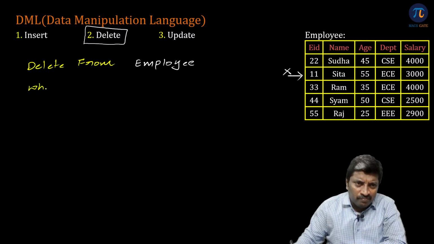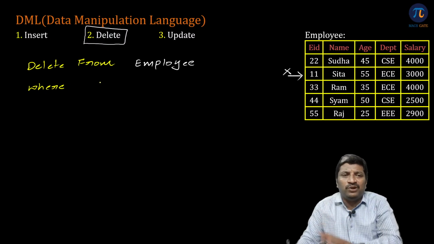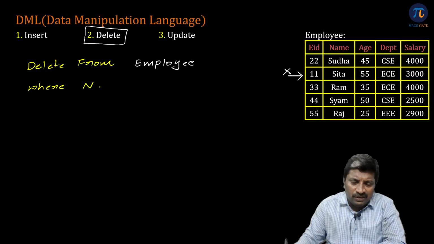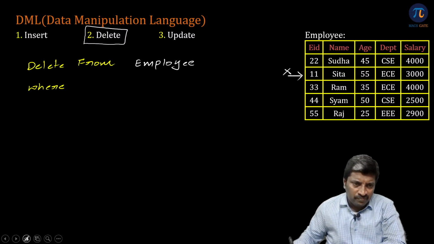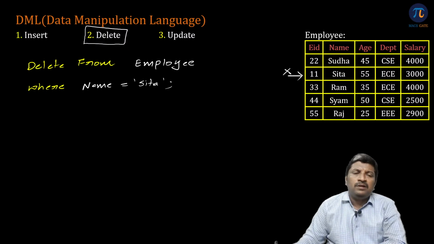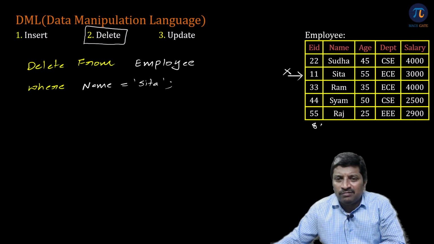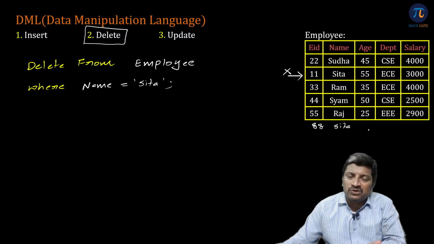Where, what you know about that particular employee, sir? I know name. So where name equal to Sita. Name equal to Sita. Suppose there is one more employee with Sita, then she will be also deleted.